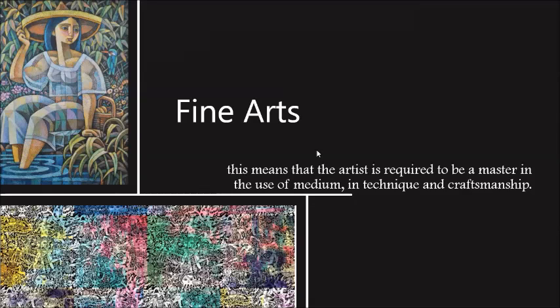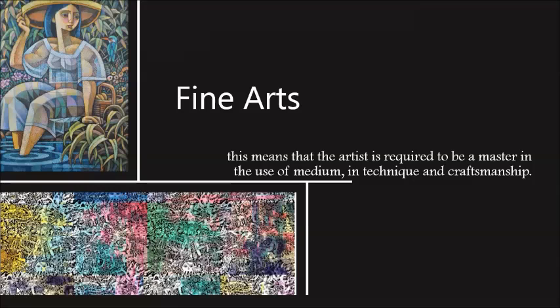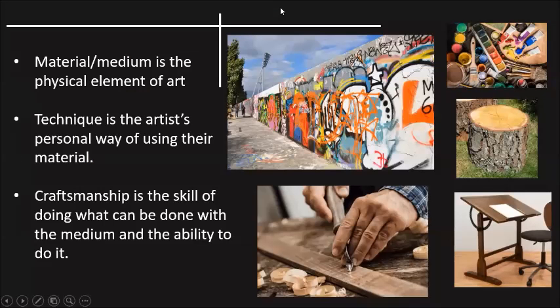In fine arts, this means that the artist is required to be a master in the use of medium, technique, and craftsmanship. When we say material or medium, this is the physical element of art. These are simply the materials that the artist used to create their art. Whatever a piece of art is made out of is its medium. In art class, these are the art materials or artist supplies used to create a work of art. Basically, it's whatever you use to make a mark upon a surface. Examples of medium: we have paints, oil, brush, you could also use stones, and of course colors. We call that the material or the medium.